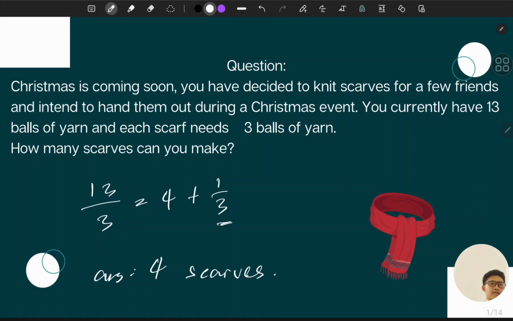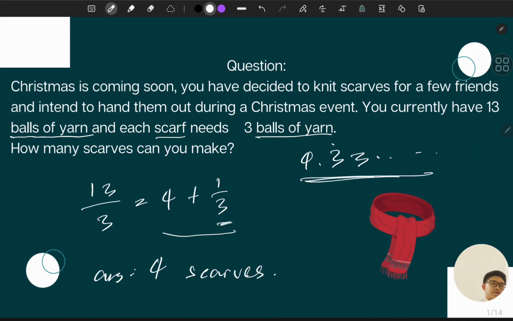Easy. Now if we extend the question and say that we want to make a program that takes in your number of balls of yarn as an input and another input, which is your number of balls of yarn needed to make a scarf. And then we use the division algorithm to get an output, which would be basically 4.333. Yeah.